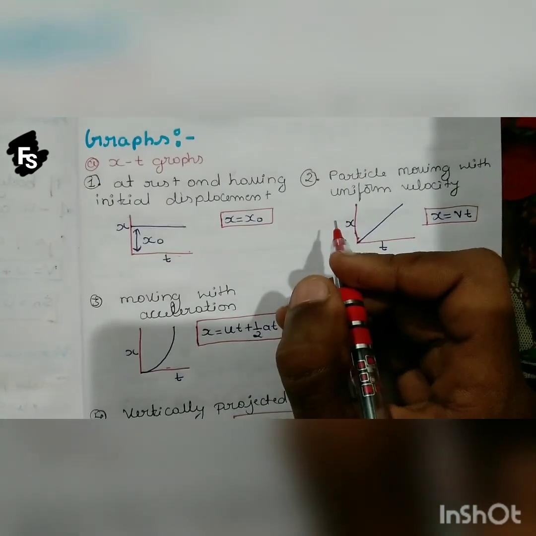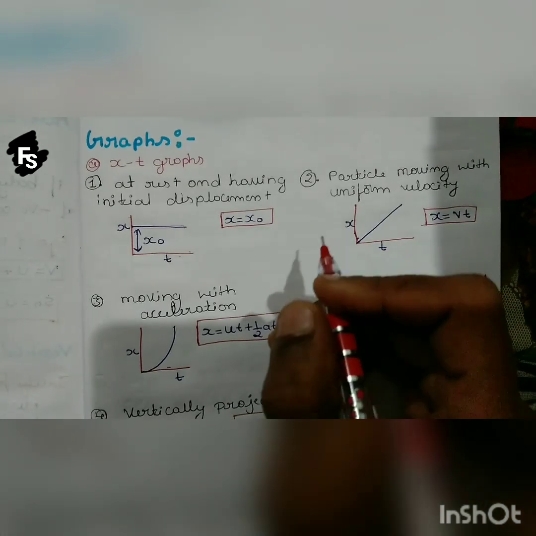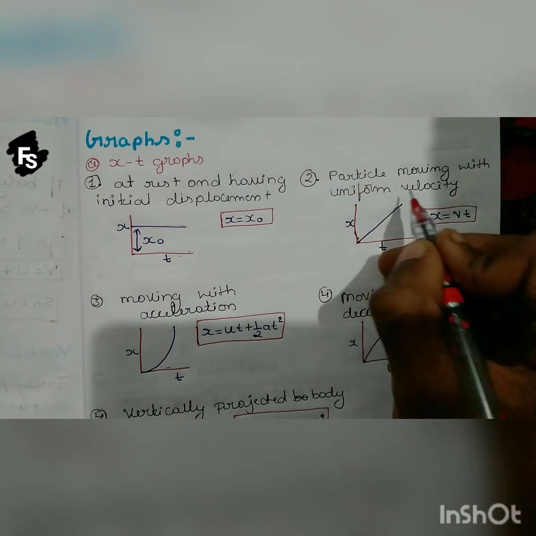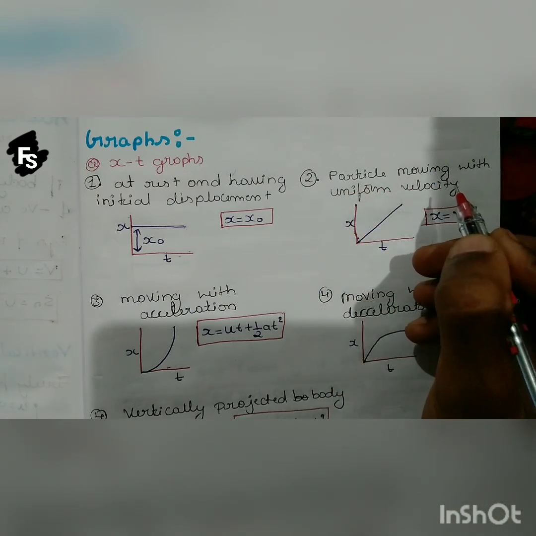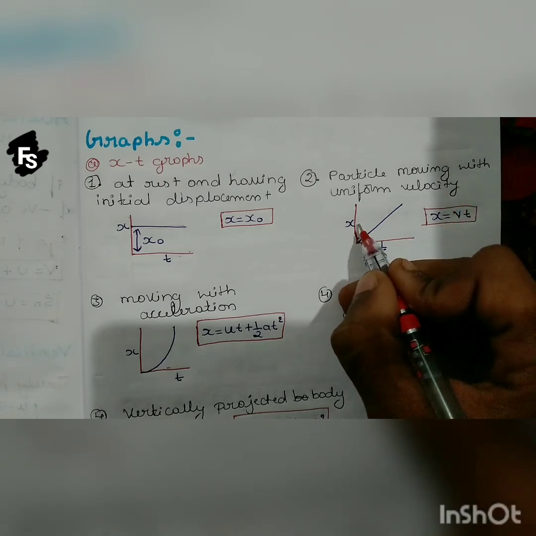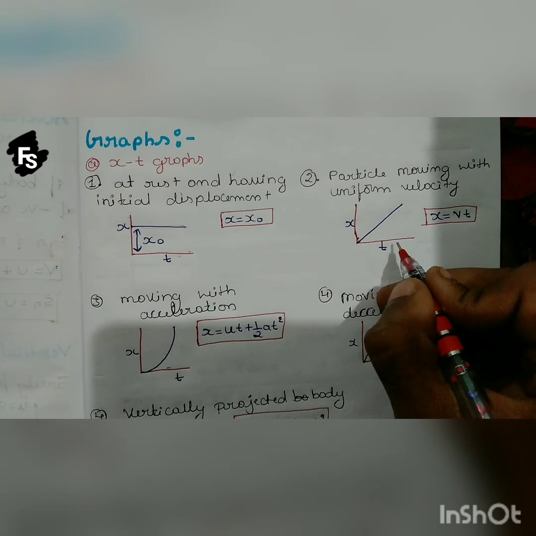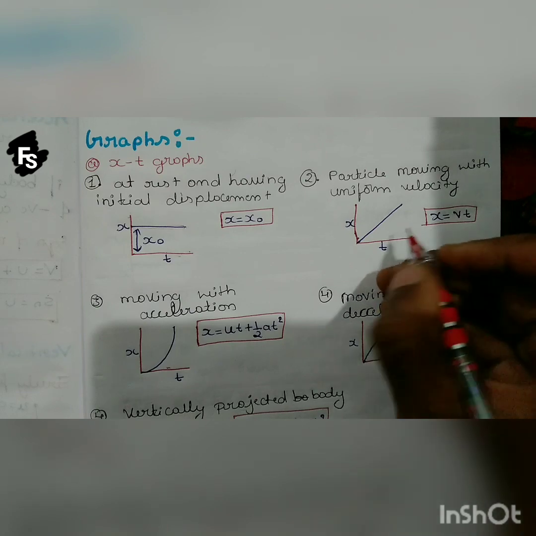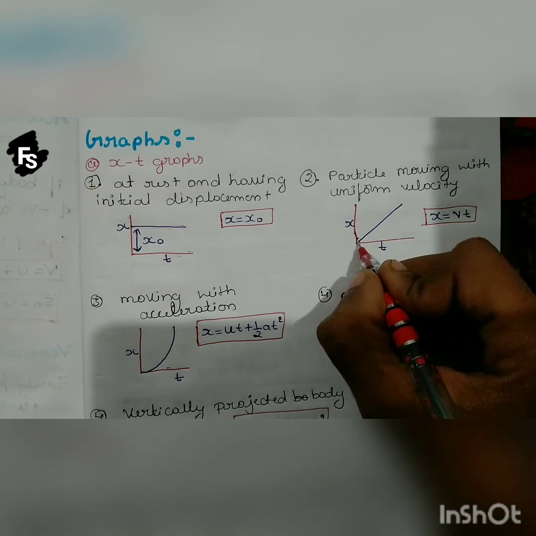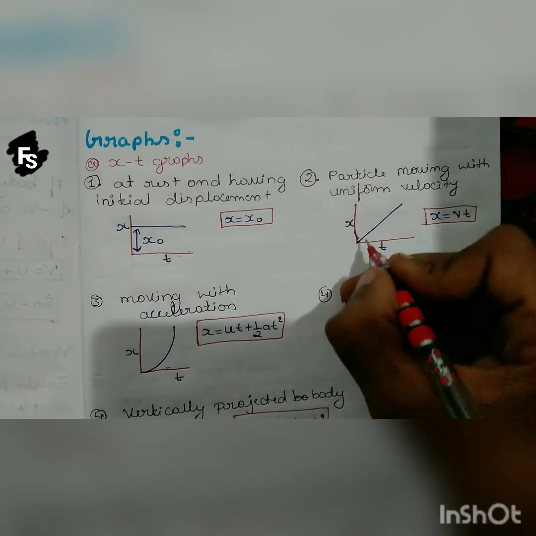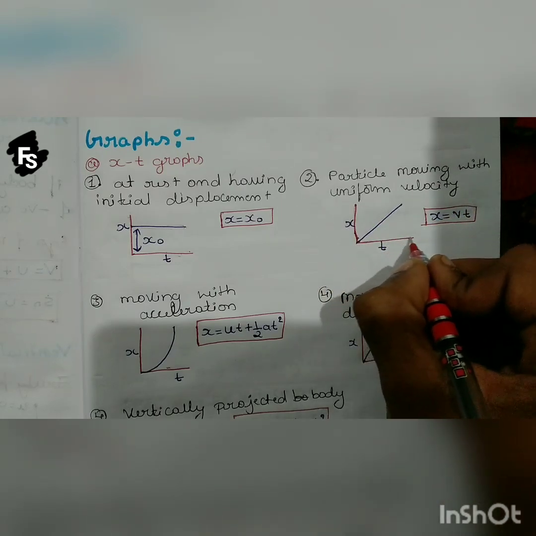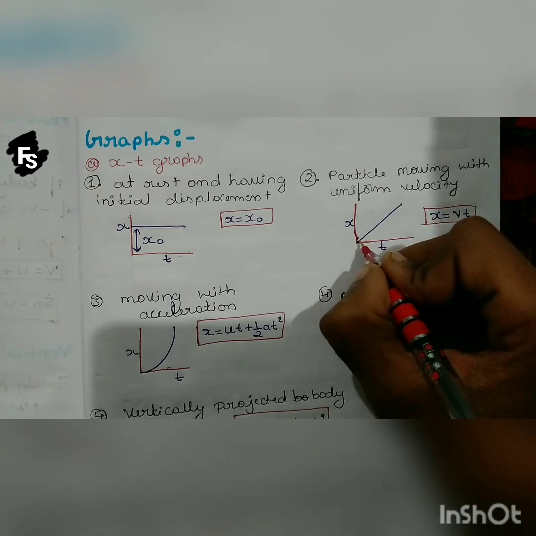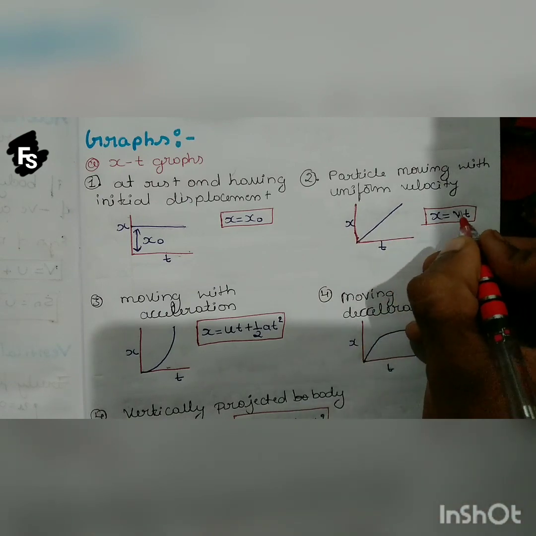Then we move on to the second graph, the particle moving with uniform velocity. Means it covers equal displacement in equal time taken. See here, the body is covering equal distance in equal time, so the graph will be a straight line through the origin. So x equals vt is the equation.